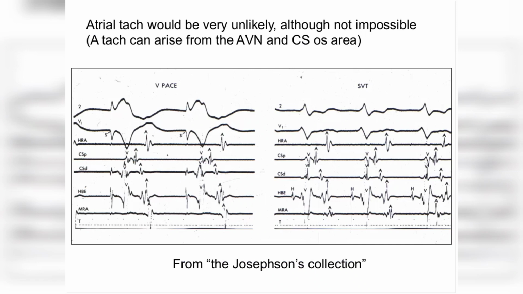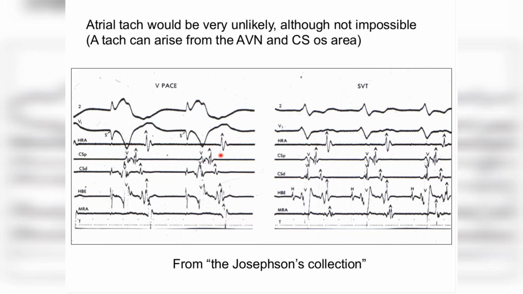In the right panel, you can see what happens during SVT, and I want you to look at the atrial activation sequence. We can see here the coronary sinus, proximal, distal. We can see the high right atrium, and we can see the atrium at the His bundle area. Now, please note that if we look at the events during ventricular pacing, you can see on the left panel that the atrial activation sequence is exactly the same as here.